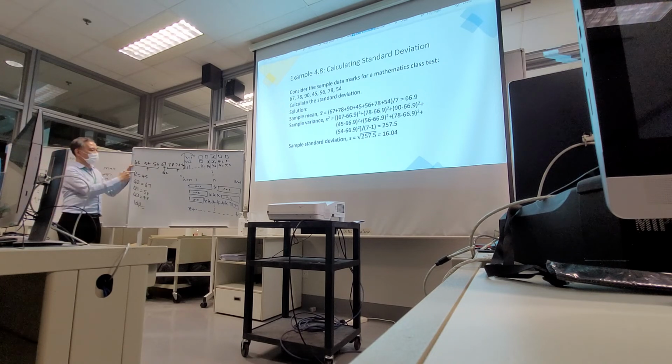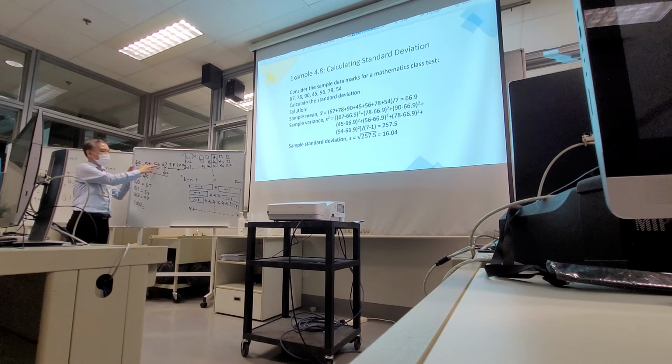Good question. The way we calculate the first quartile, we exclude the median value. If you include this value, then the median of the lower part will be 54 plus 56 divided by 2. But you exclude it. Got it? Okay, so same thing.